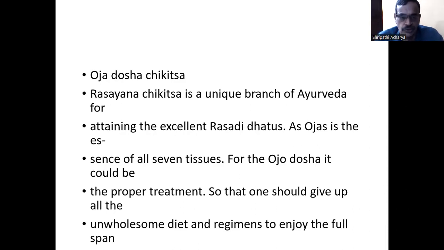Now let us discuss Ojo Chikitsa. Ojo Chikitsa is a unique branch of Ayurveda for attaining excellent Ojas and Dhatu, as Ojas is the essence of all the surrounding tissues. For Ojo dosha, the proper treatment is that one should give up all unwholesome diet and regimens to enjoy the full span of life.